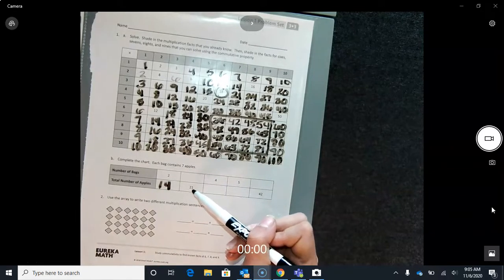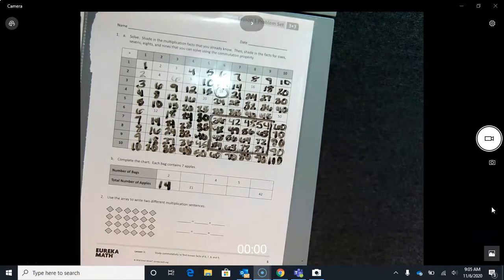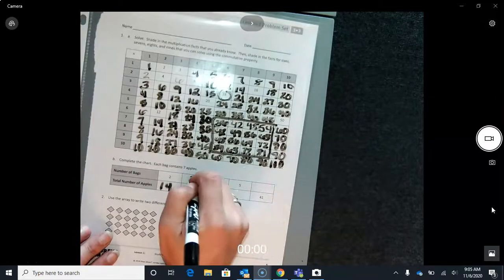The next one tells us the total number of apples, but it doesn't tell us the bags. So we have to think about this like division. So I have 21 apples, and there's 7 in each. How many bags is there going to be if we separate 21 into groups of 7? Do we know a fact to represent 21 in groups of 7? Right. If I take 21 and I break it up into groups of 7, that is our 7 times 3 fact. So that is actually 3 bags.